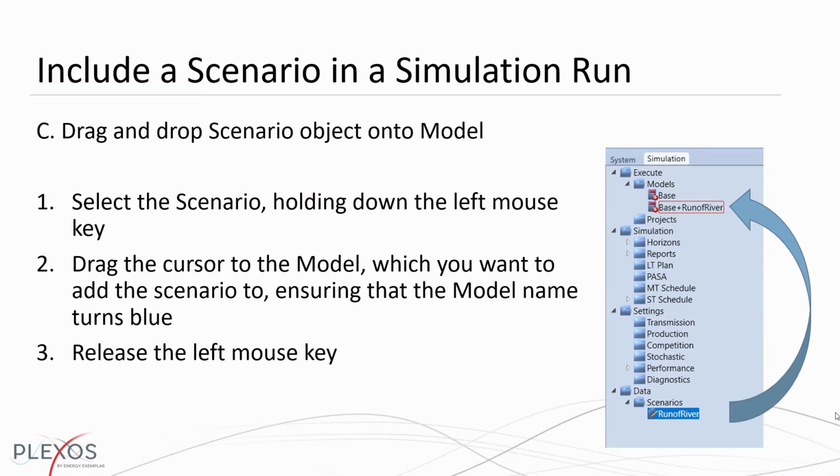The final way to include a scenario in a simulation run is simply to drag and drop the scenario object onto the model object. To do this, first select the scenario and hold down the left mouse key. Then drag the cursor up to the model, which you want to add the scenario to. Ensure that the model name turns blue, and then release the left mouse key. This should add your scenario to your model.